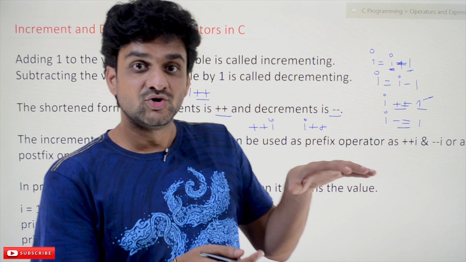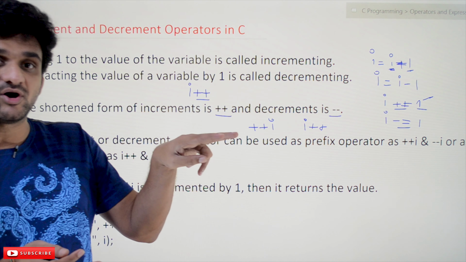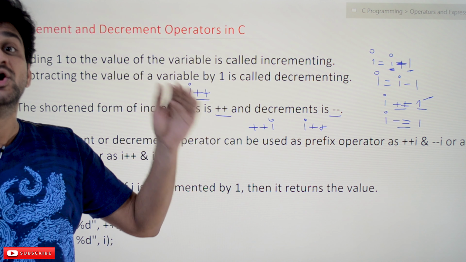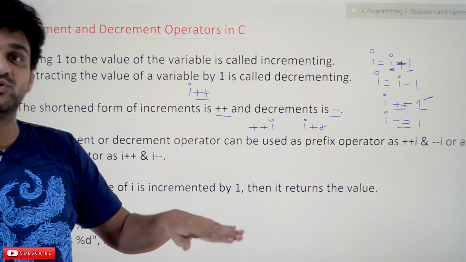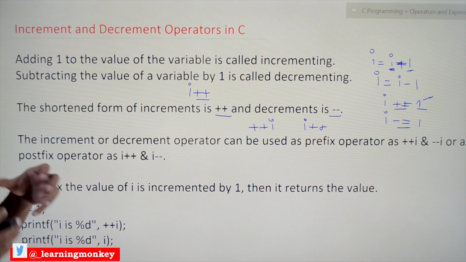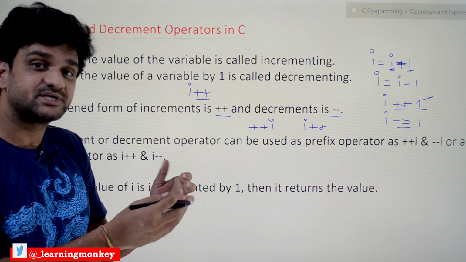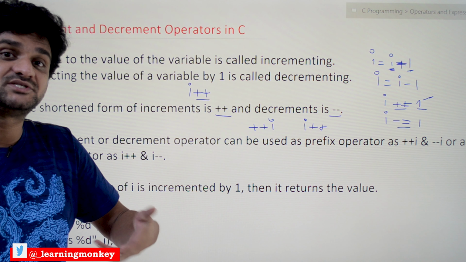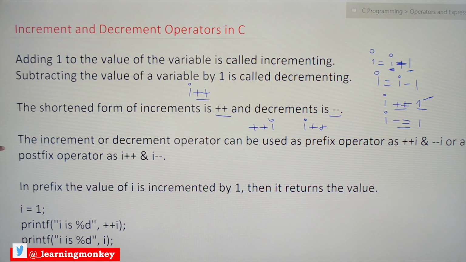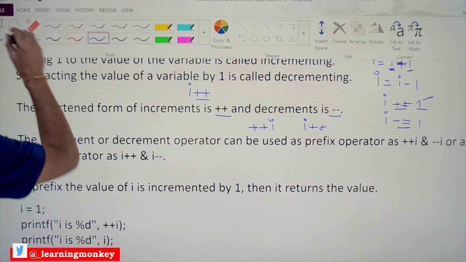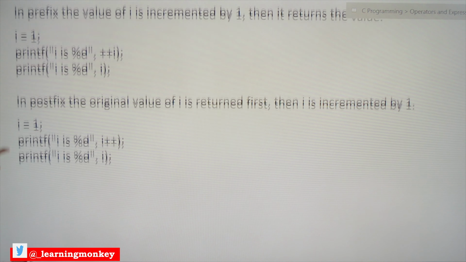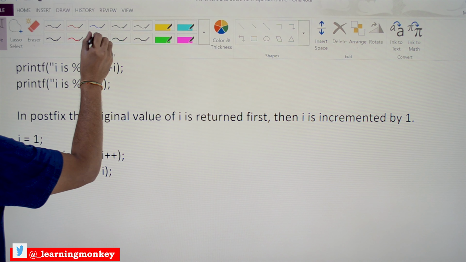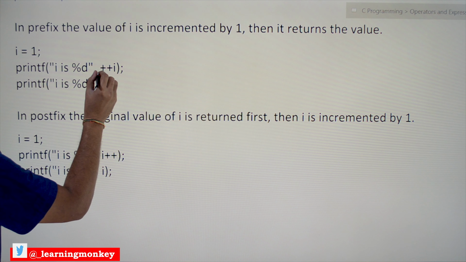As you know, there are two different ways in which the increment or decrement operators can be used. One is the prefix way and the other one is the postfix way. How the prefix expression gets evaluated, and how the postfix expression gets evaluated, we will try to understand using this example. See here, this is the programming example which is using the prefix operator.